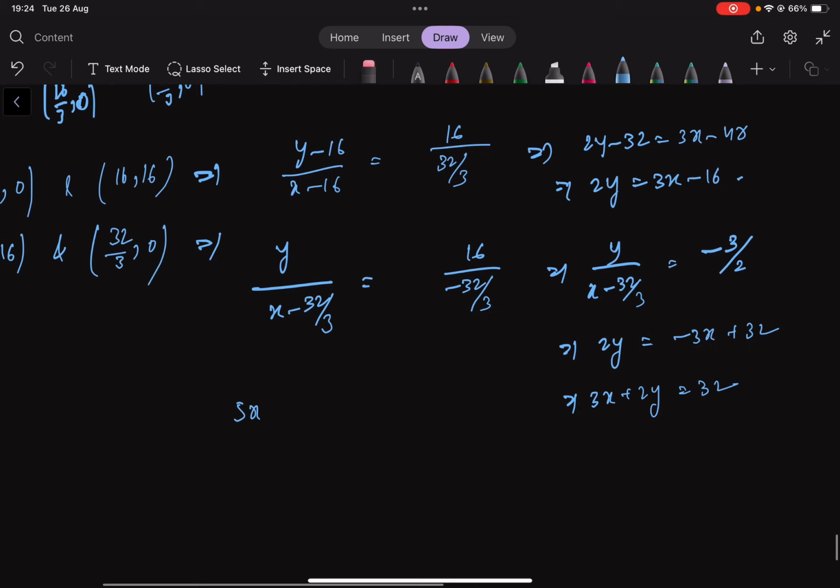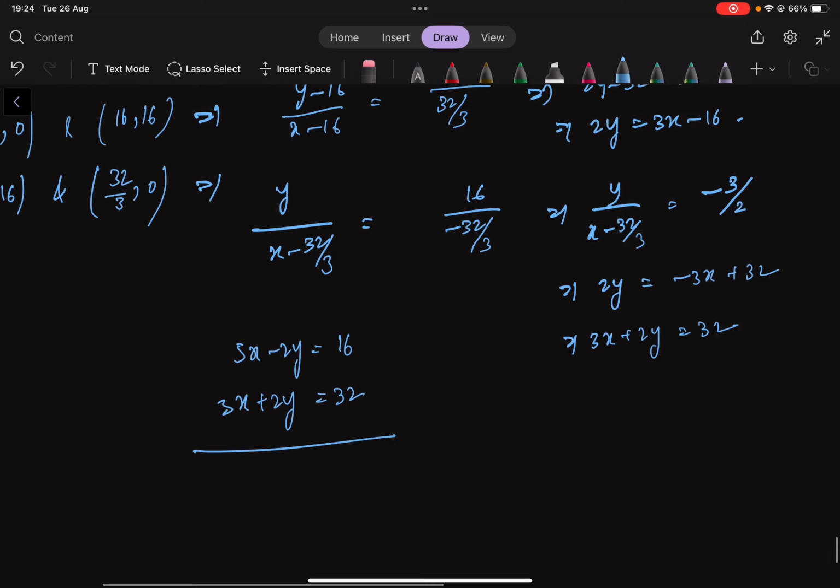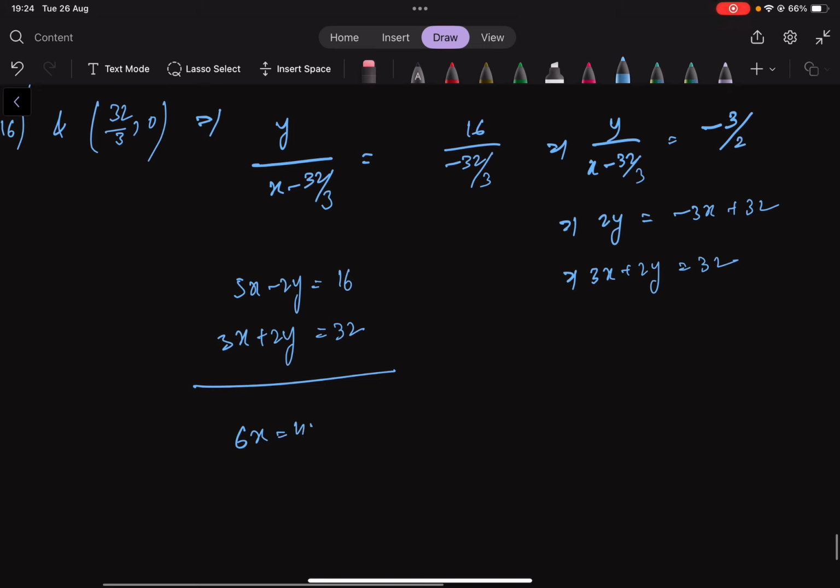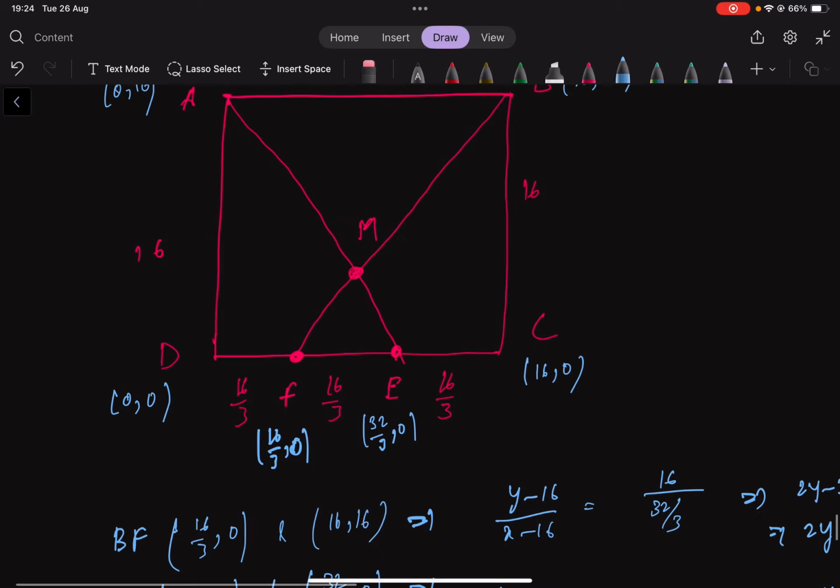So we got 3x minus 2y is equal to 16 as the first equation, and 3x plus 2y is equal to 32. If I solve these two equations, 6x is equal to 48, so x is equal to 8 and y will be (3x minus 16) by 2, that is (24 minus 16) by 2, which is 4. So this point will be (8, 4).